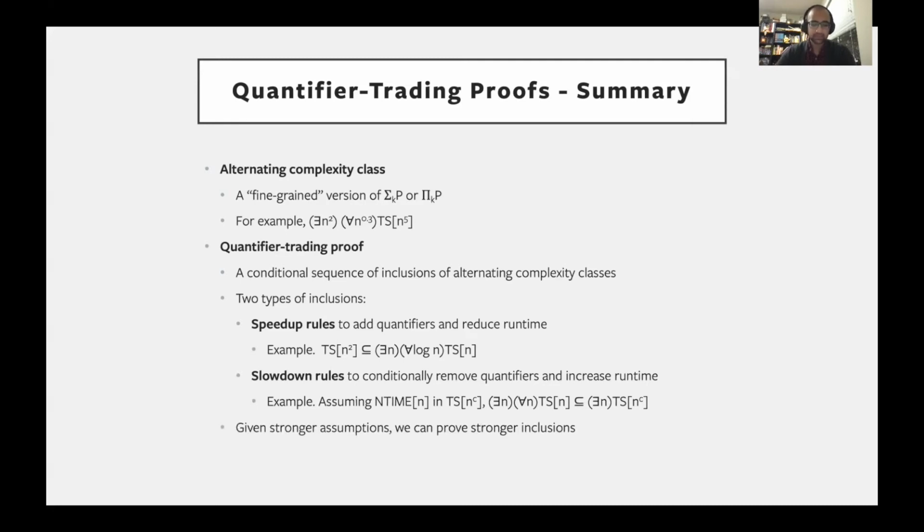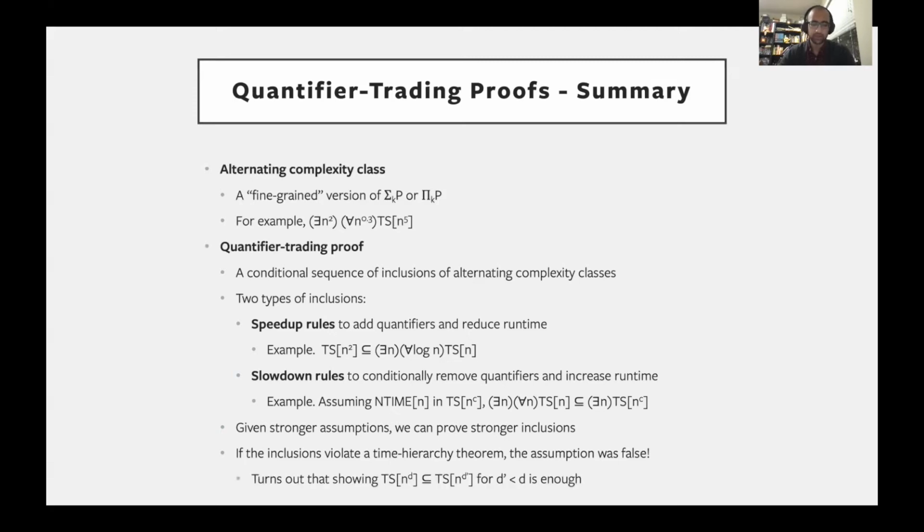The idea is that given stronger assumptions in the slowdown rule, we can prove stronger inclusions. And ultimately, we can even prove impossible inclusions. We can prove inclusions that violate some sort of a time hierarchy theorem. And if we're able to do so, this means that the assumption we use must have been false. And in particular, the contradiction we're going to go for is that TS(n^d) is contained in TS(n^d') for d' less than d. This isn't on its own a contradiction because we don't have a TS hierarchy, but it turns out that this implies a contradiction in our setting.